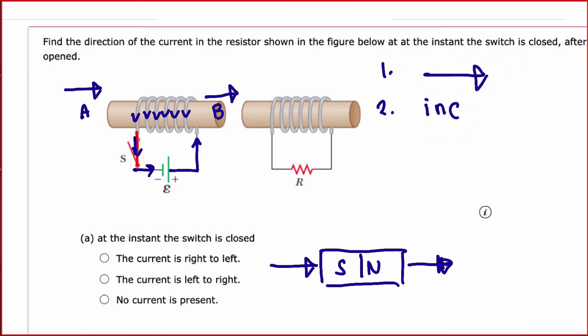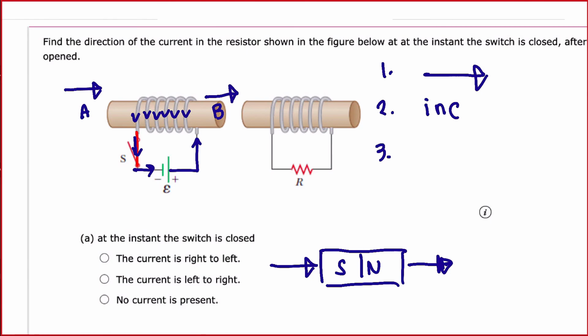As a result, according to Lenz's law, the solenoid will now create a magnetic field that opposes the change. As I mentioned in the Edpuzzle task, if this magnetic field is increasing, then the solenoid on the right will have to create a magnetic field that opposes this increase. So what is the direction of the magnetic field that the solenoid on the right will create? Anybody? Left.